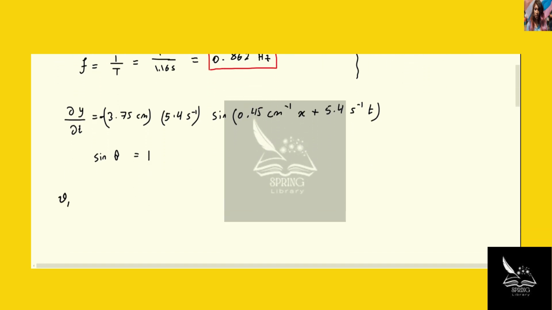Therefore, Vmax is equal to 3.75 centimeters multiplied by 5.4 second inverse, and that's equal to 20.25 centimeters per second. So this is the maximum speed of the wave.